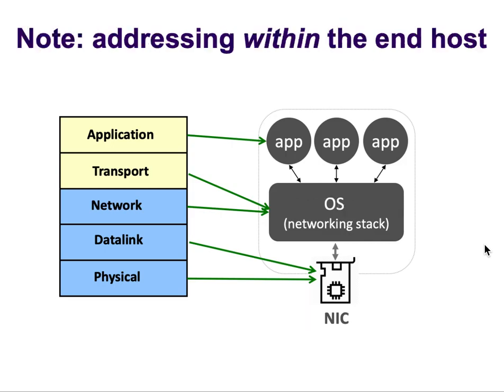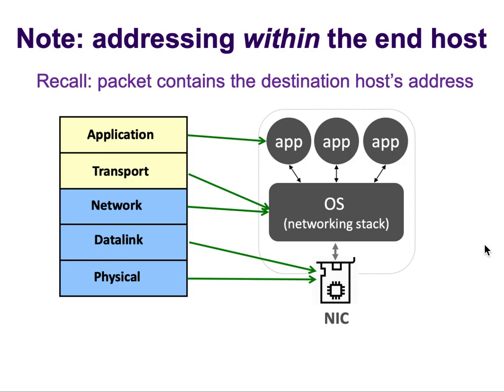Right. There is another trick that you have to think about when you're looking at the end host. So let me ask you to think now about a packet arriving at this end host. We said the packet contains the destination address. This is the unique address of this host on the internet. This is what allowed the packet to make its way across the internet and reach this end host.